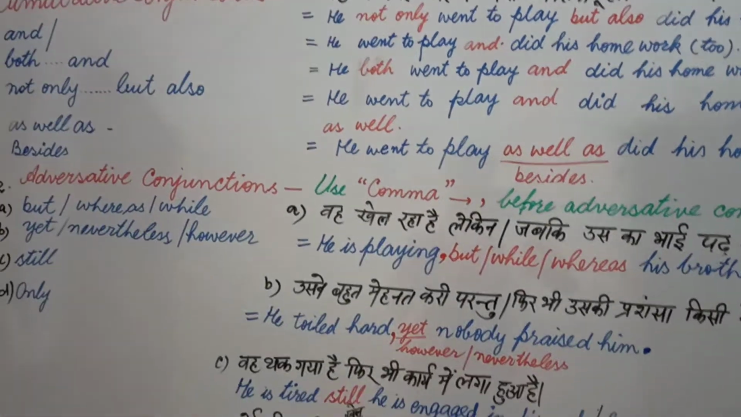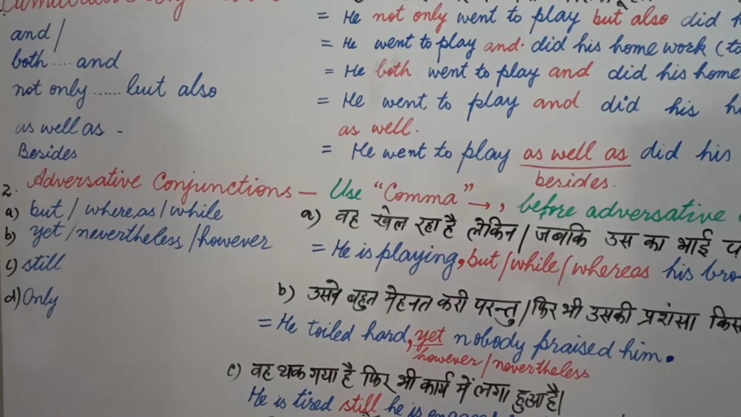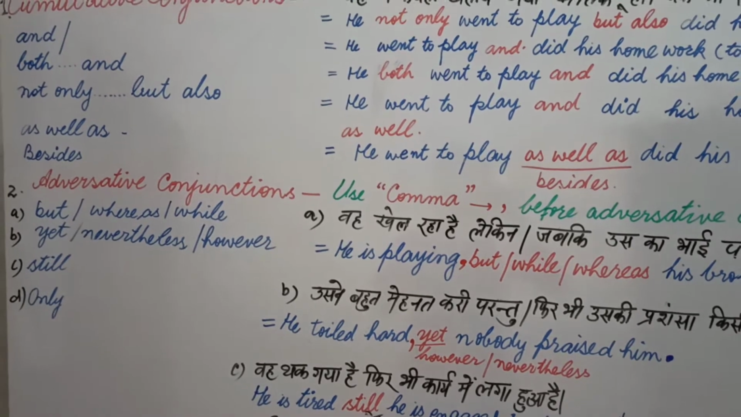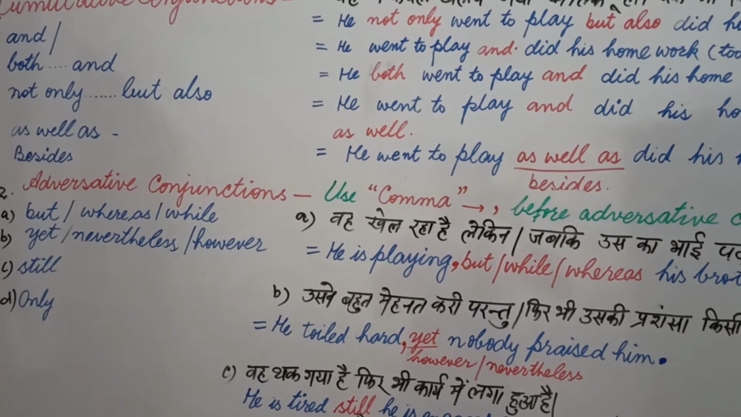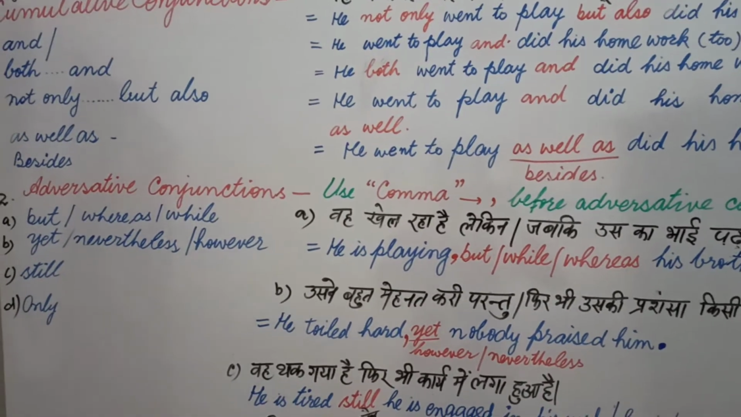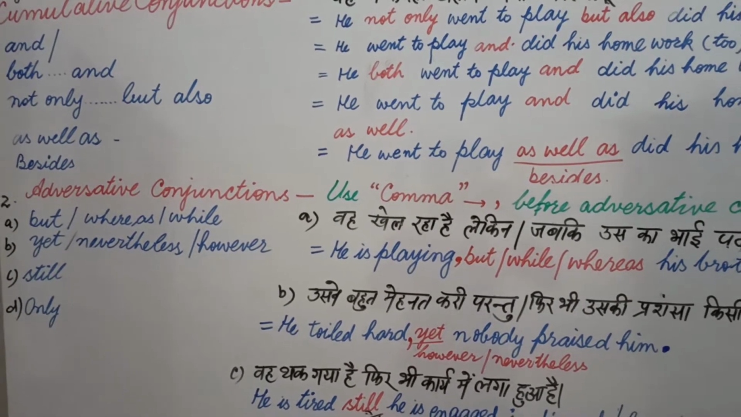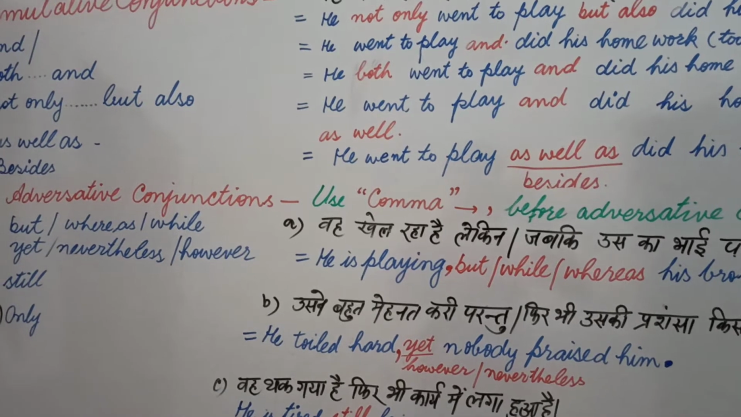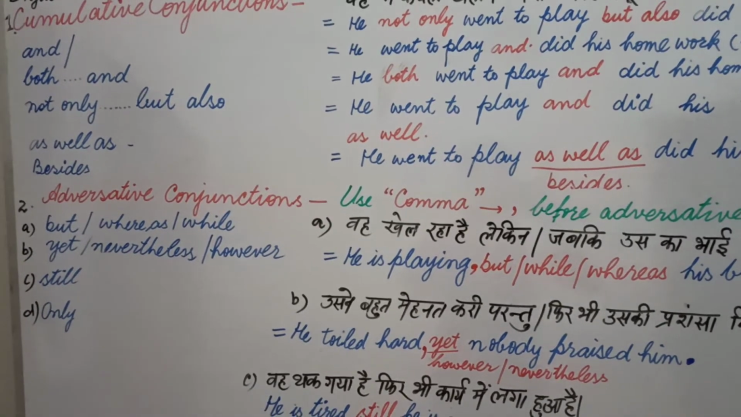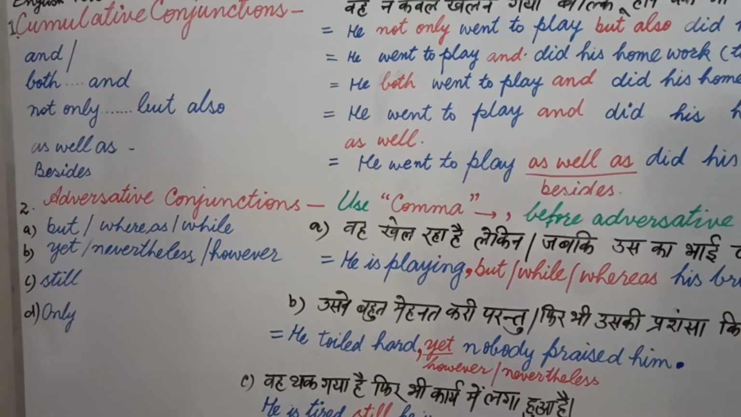Students, now let's understand adversative conjunctions, second type. Adversative conjunctions are those conjunctions in which we have opposite results, in which we have two different ideas. If first is positive, second is negative. First is negative, second is positive. They are but, whereas and while.